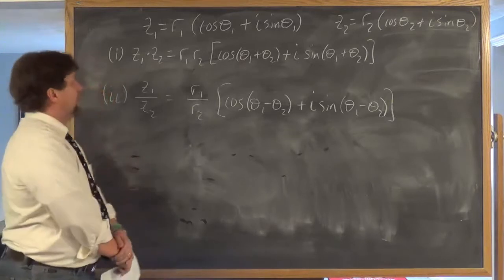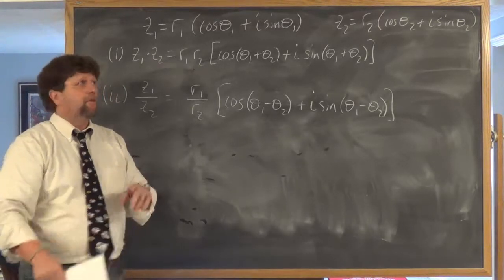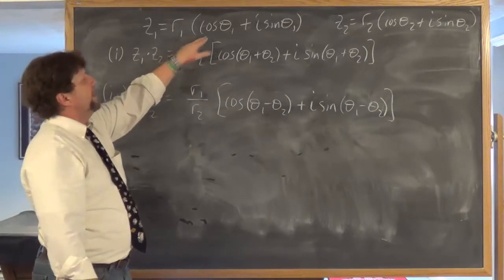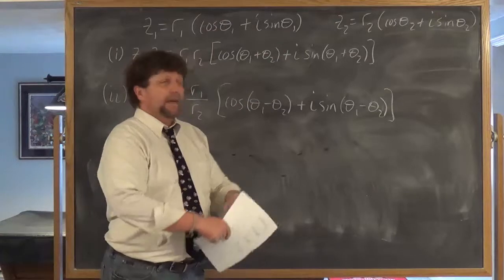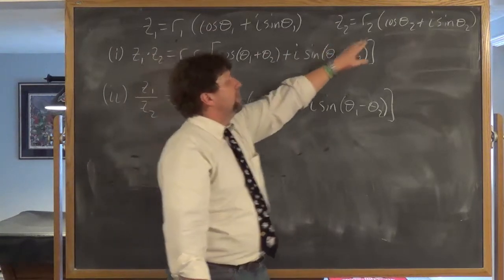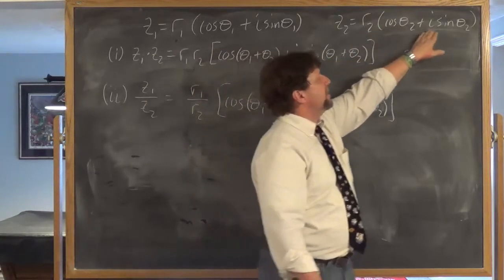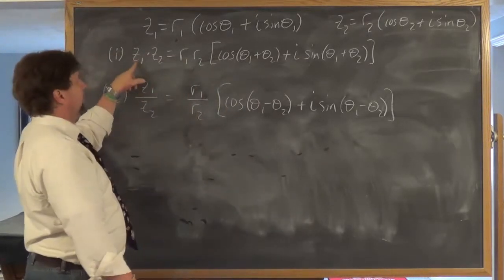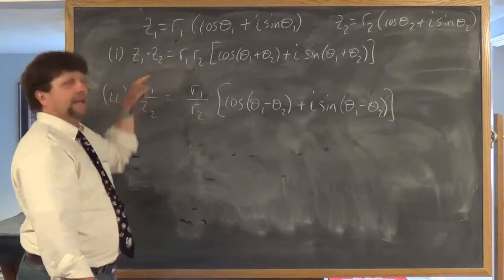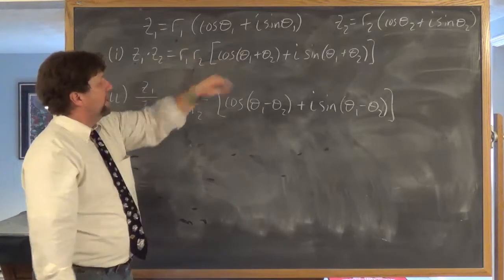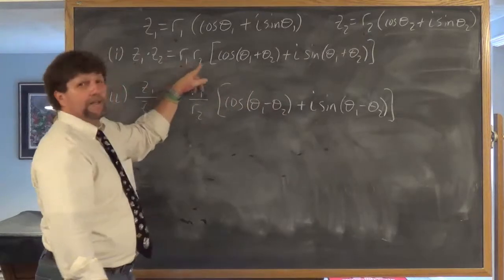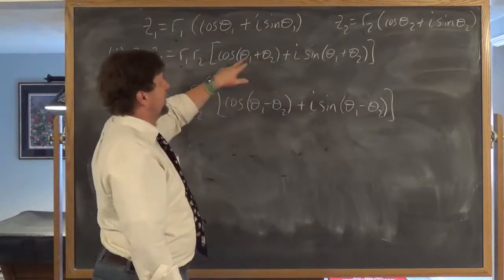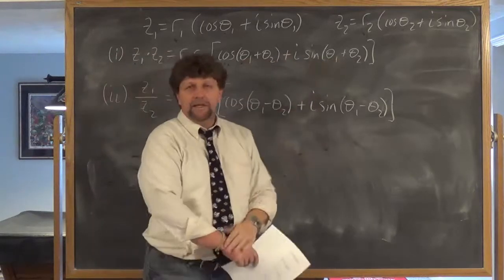All right, the final topic here in this section is if you have two complex numbers in polar form. I'll call them z1, the first one, and in polar form it's r1 quantity cosine theta 1 plus I sine theta 1. And the second complex number in polar form is z sub 2, which is r sub 2 quantity cosine theta 2 plus I sine theta 2. If you want to multiply those two complex numbers together, z1 times z2, the result is r1 times r2, times the quantity cosine theta 1 plus theta 2 plus I sine theta 1 plus theta 2.